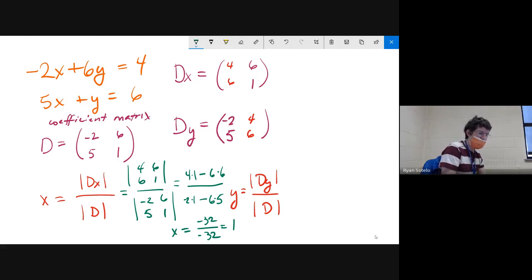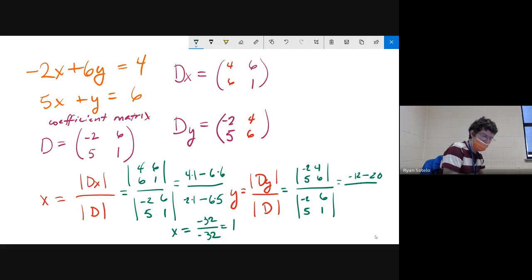All right, I'm going to do the y. It's this matrix over the coefficient matrix. And that's just negative 2 times 6. So that's negative 12 minus 20. And I'll have negative 2 minus 30. This is the same as over here, so I'm going to get the same denominator. And that's, once again, negative 32 over negative 32. So y is also 1.